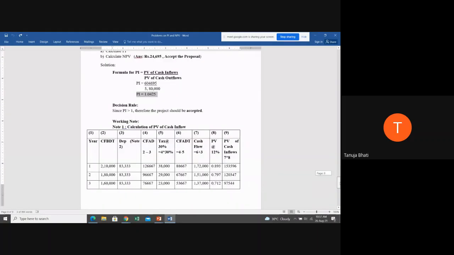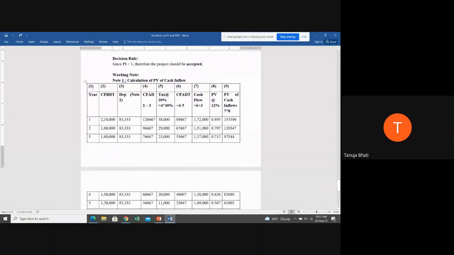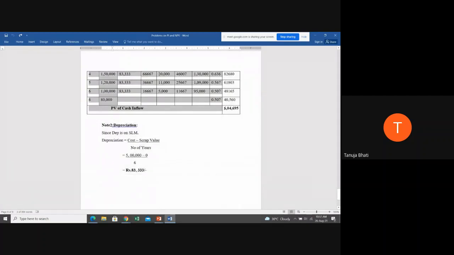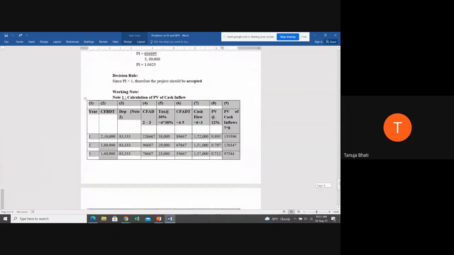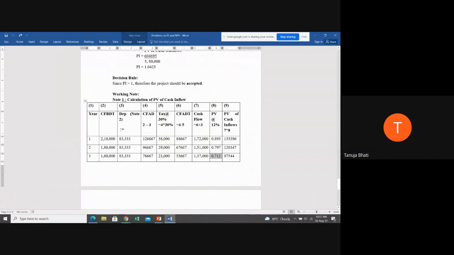Now, students, did everyone understand this calculation? Yes? Okay, since you all have told yes, just to confirm whether you have understood, I'm going to question you all. Now, these first two columns you have taken from the question as it is, no doubt in that. Why did we calculate depreciation here?